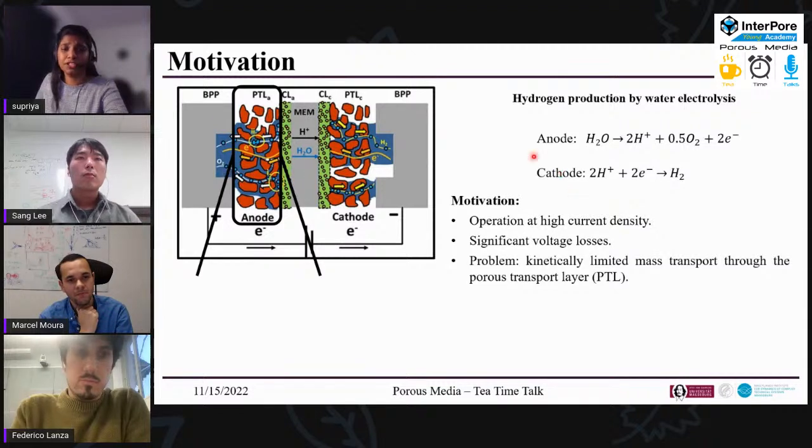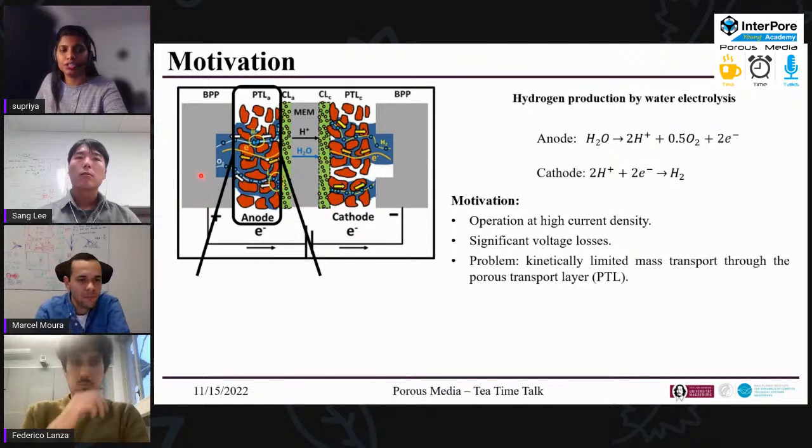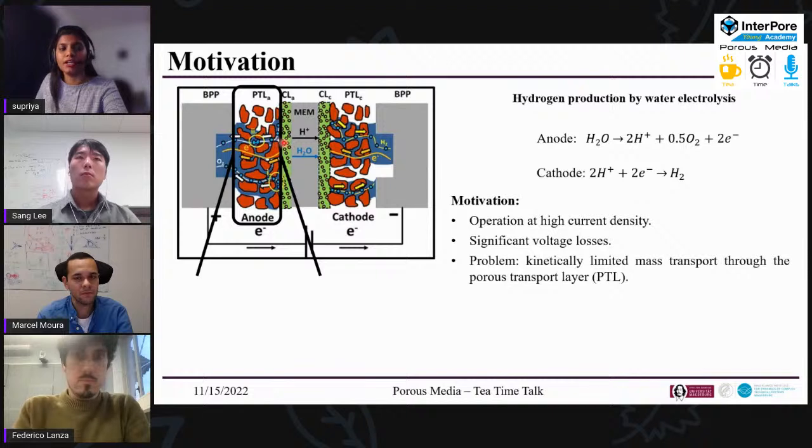Majorly at the anode, we have the water splitting reaction where we get the hydrogen ions and the oxygen molecules. And in the cathode, these hydrogen ions react with the electrons and give the hydrogen as gas. So basically, at the anode, we have the water that's required for the reaction flowing across the PTL and reacting at the catalyst, and we have the oxygen that's being removed at the same site in the anode porous transport layer and through the flow channels to the outlet.